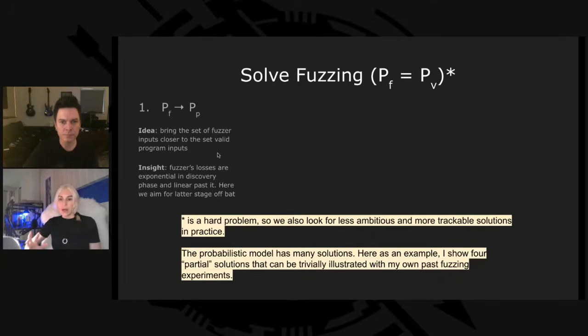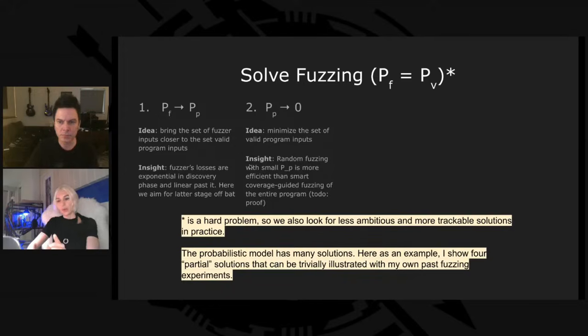But the basic idea I want to keep here, the thinking process, is to keep it abstract, because it allows us to find a lot of specific technical solutions. So the basic idea is that we want to bring the probability distribution of the fuzzer closer to the probability distribution of the program. This is approach number one. Approach number two, how to make fuzzing better. We can try to minimize the probability distribution of the program. How is it even possible?